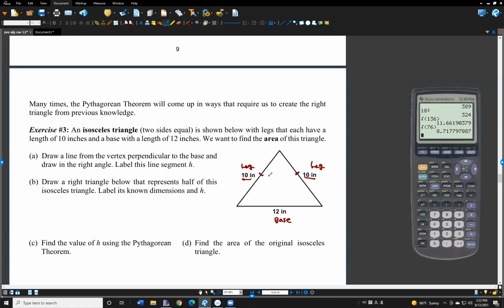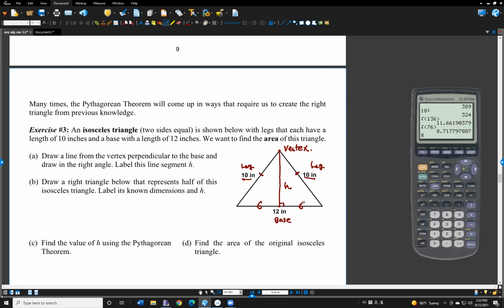For the isosceles triangle, we're going to find the area. How can you find the area? Because this is not a right angle. So in an isosceles triangle, this is the vertex. From the vertex, we draw a line perpendicular to the base. This is the height. In this case, the perpendicular line always bisects the base. Each side is 6, 6 and 6.